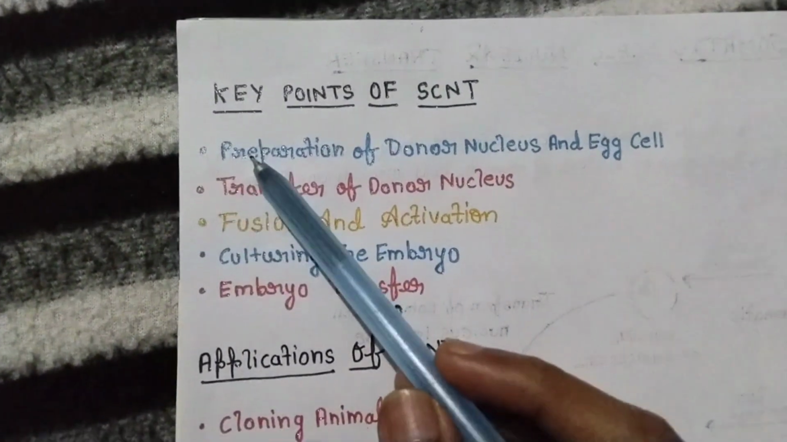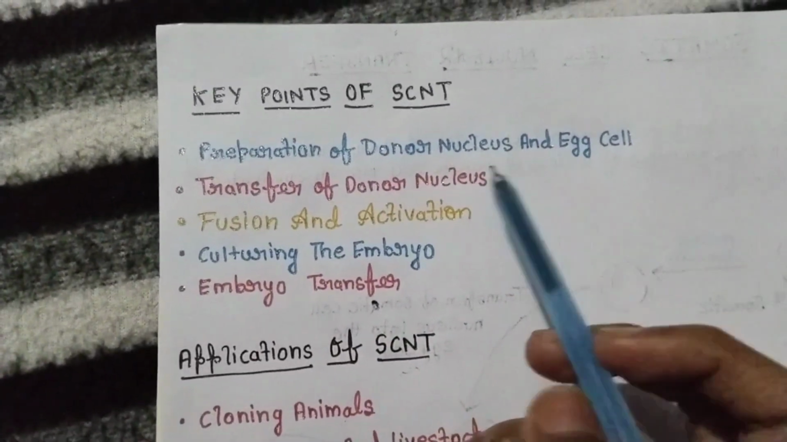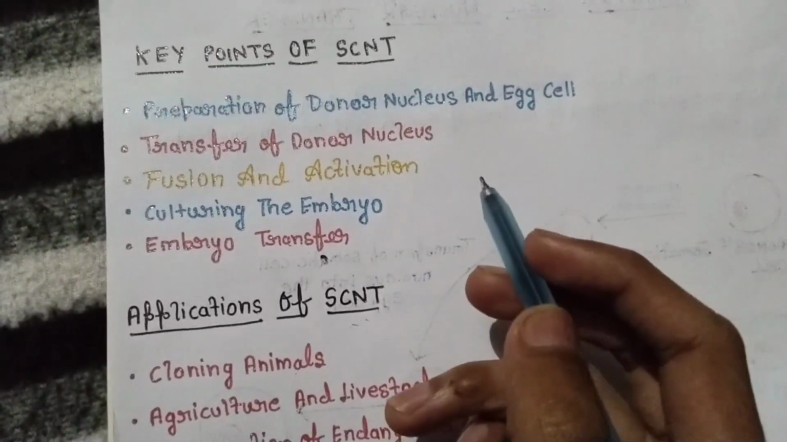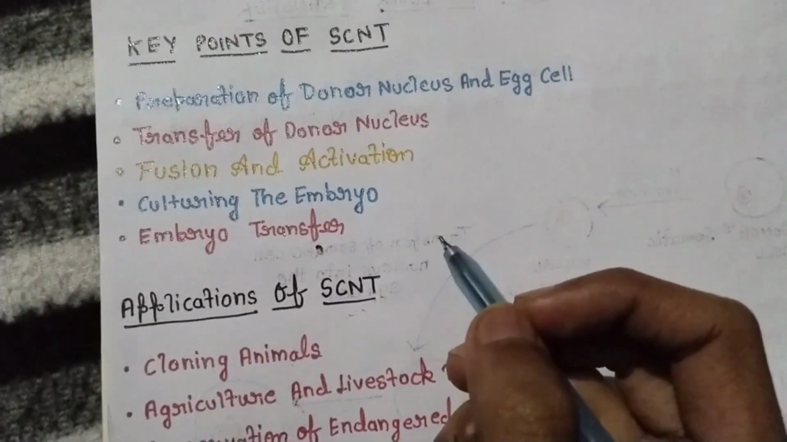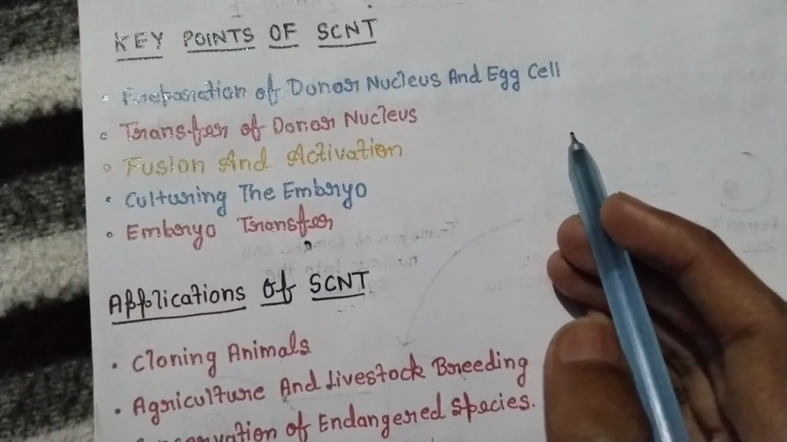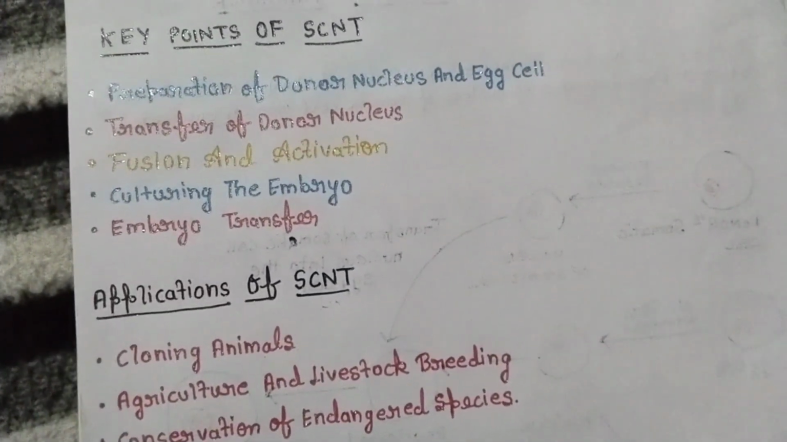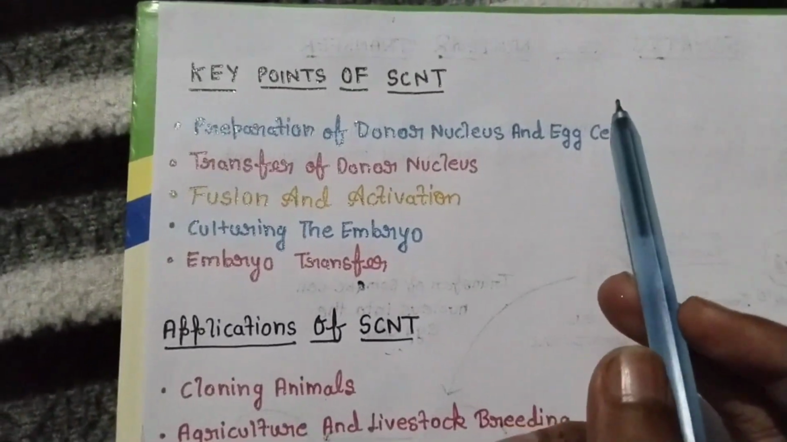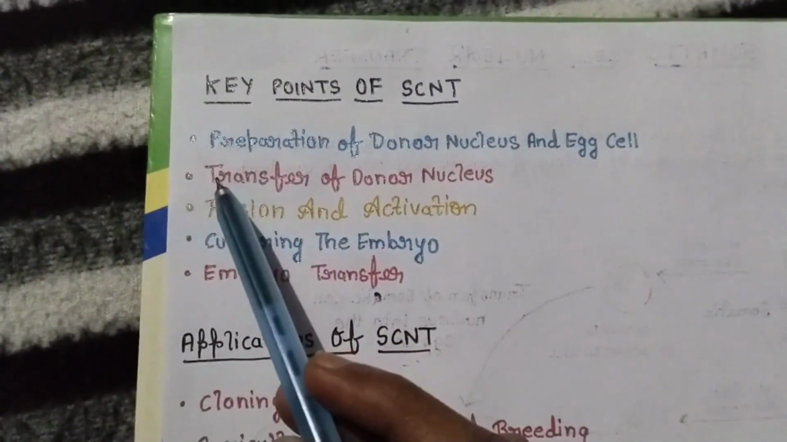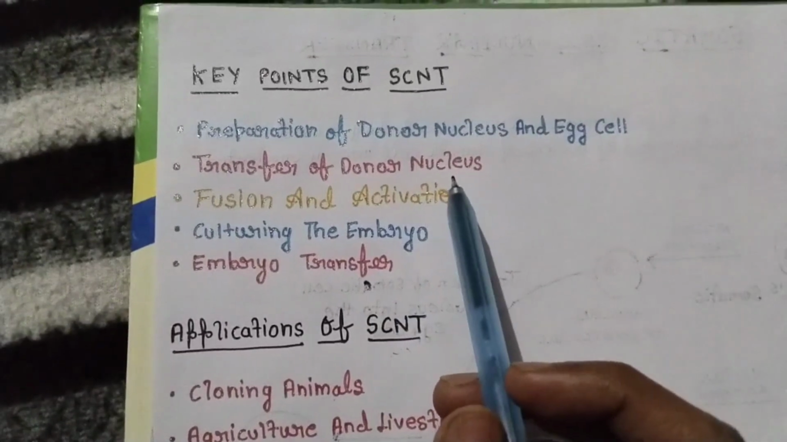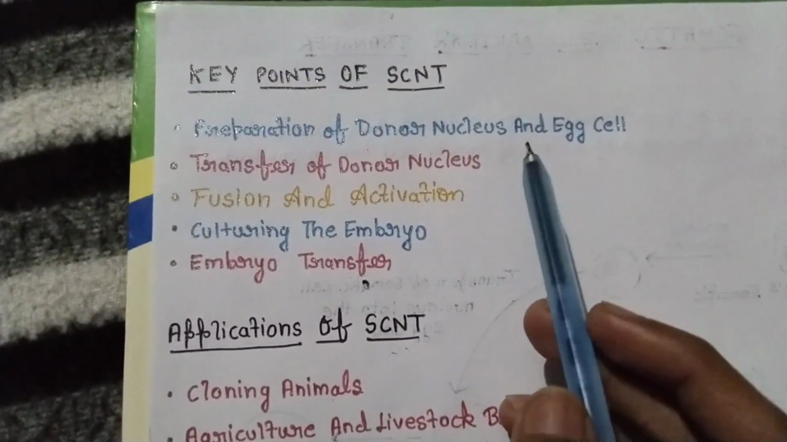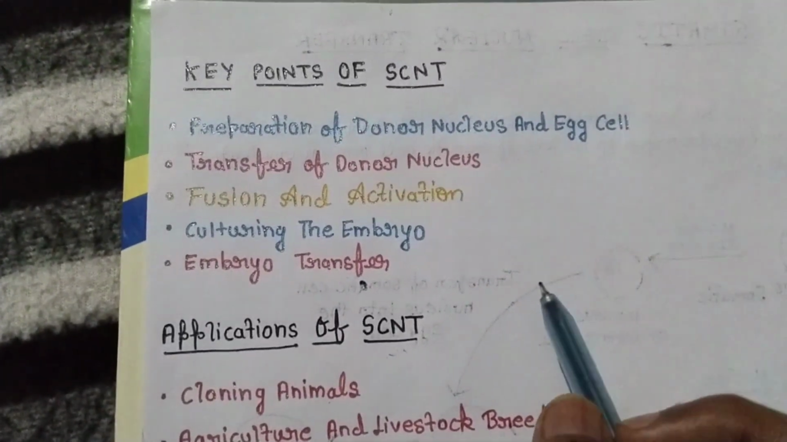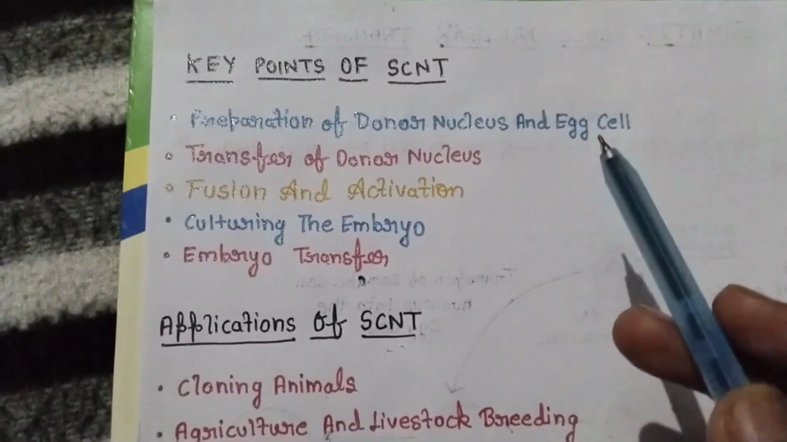The first point is preparation of the donor nucleus and egg cell. As I told you earlier, first we take the somatic cell of the donor and the egg cell from the female animal, then we isolate the somatic cell nucleus, and then we create an empty egg cell. So this is the first step. In the second step, transfer of the donor nucleus: the nucleus of the somatic cell that we have isolated will be transferred, or inserted, into the empty egg cell.